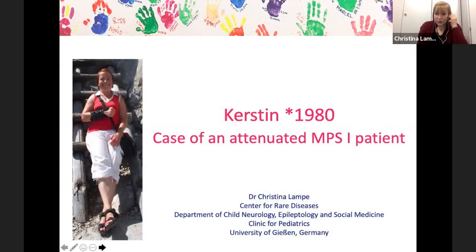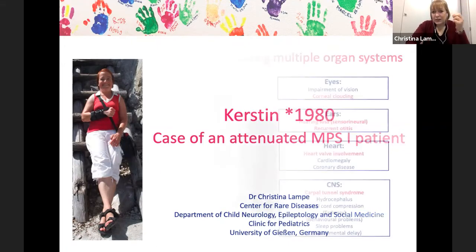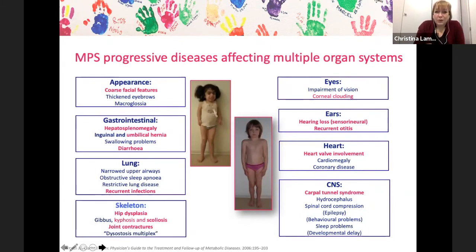From this case that I showed you, I want to show you now an MPS case, Kerstin. She was born in 1980, and it's a case of an attenuated or a Scheie MPS 1 patient. And actually in 1980, there was no treatment available, just to remind that we have the enzyme for MPS 1 since 2001. So at this time, there was not very much awareness of MPSs. So just to remind you again, and as you saw also in the first case, Ayla, MPS is a progressive disease affecting almost all organ systems. And what we also always have to think about is the coarse face.